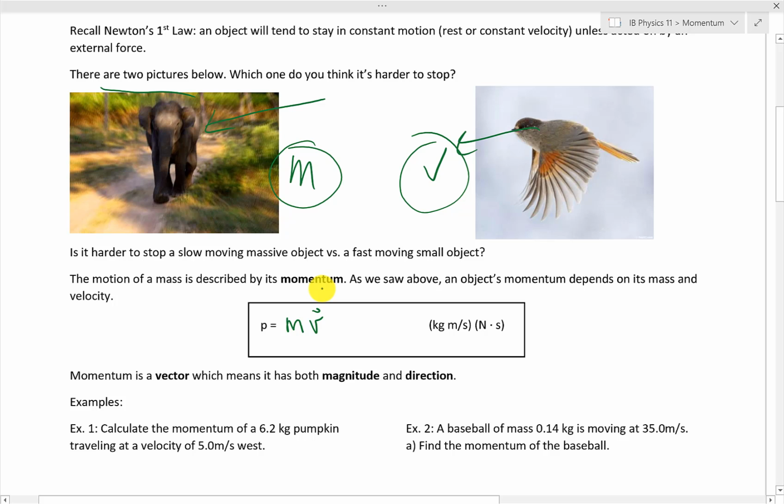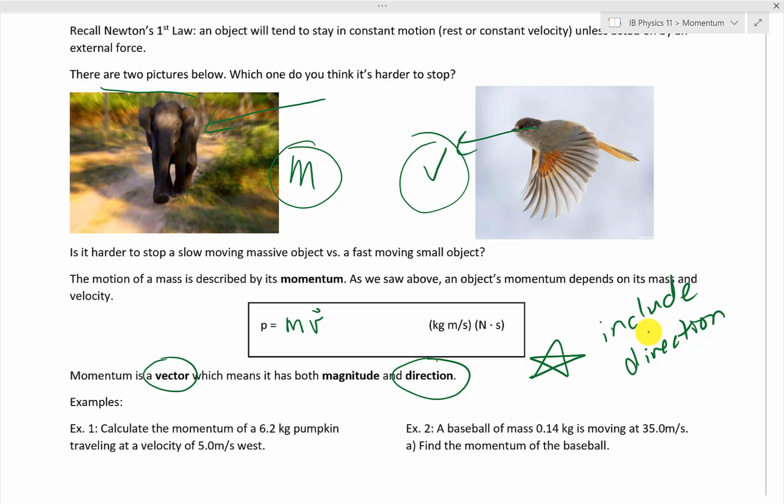The key thing about momentum here is that it is a vector, which means not only does it have magnitude, it has direction. So whenever you are writing a momentum, recording it, you must include directions. Every time I've been marking quizzes, tests, and whatnot, students have missed writing the directions for the momentum and lost marks here and there, and it's very, very painful to watch. So please don't forget directions, okay?